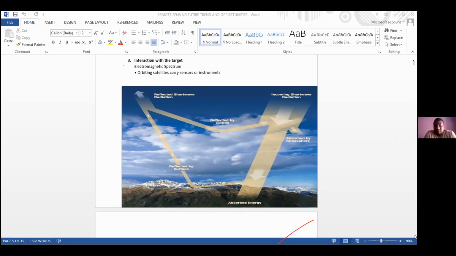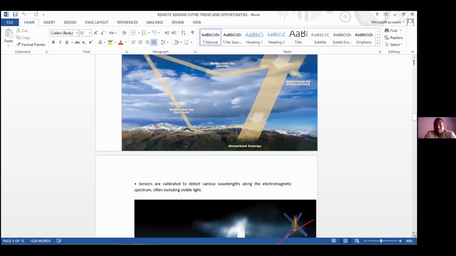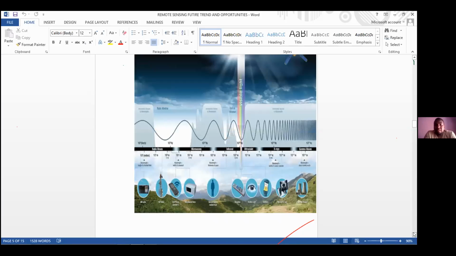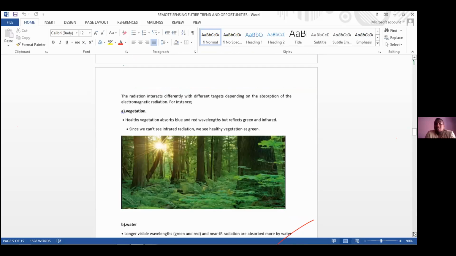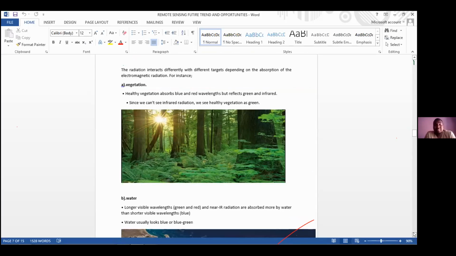To explain that further, I want us to look at how that happens. I'll give you two examples, and one of them is vegetation. Why do you think we see plants as green? What do you think? The main reason why we perceive plants as green is because electromagnetic radiation comes in different color components. The main color components of electromagnetic radiation are red, green, and blue.